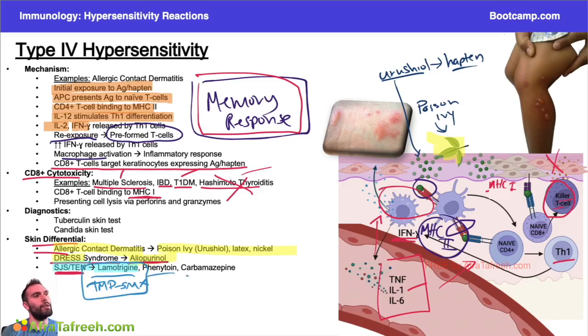I also put phenytoin and carbamazepine on here just because, like lamotrigine, it's kind of like that whole anti-epileptic category. It can get plugged into that SJS-TEN profile. So just something to keep in mind. But particularly if you see a question about lamotrigine or trimethoprim or sulfamethoxazole, just keep that on your radar.